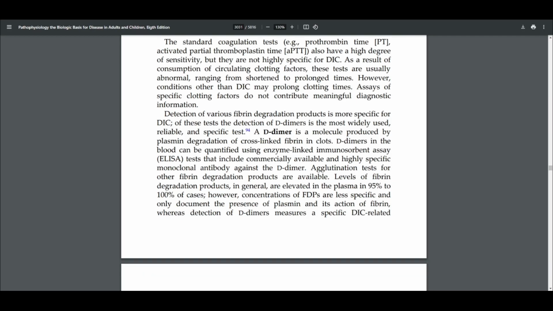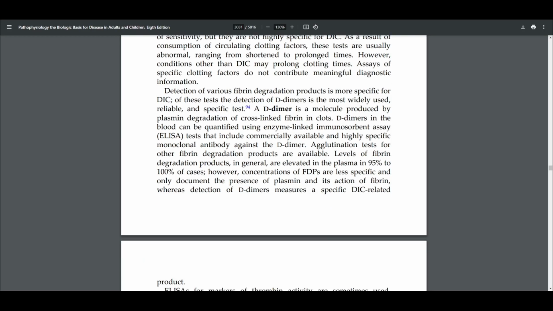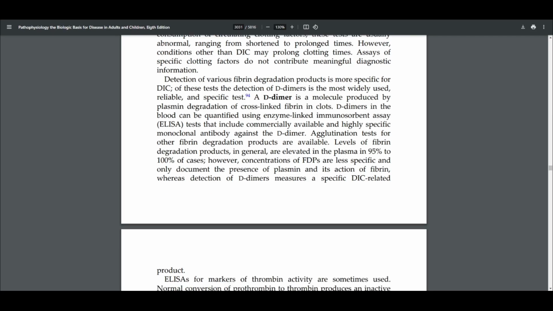Detection of various fibrin degradation products is more specific. For DIC, of these tests, the detection of D-dimers is the most widely used, reliable, and specific test. A D-dimer is a molecule produced by the plasmin degradation of cross-linked fibrin in clots. D-dimers in the blood can be quantified using enzyme-linked immunosorbent assay tests that include commercially available and highly specific monoclonal antibodies against D-dimer. Agglutination tests for other fibrin degradation products are available.